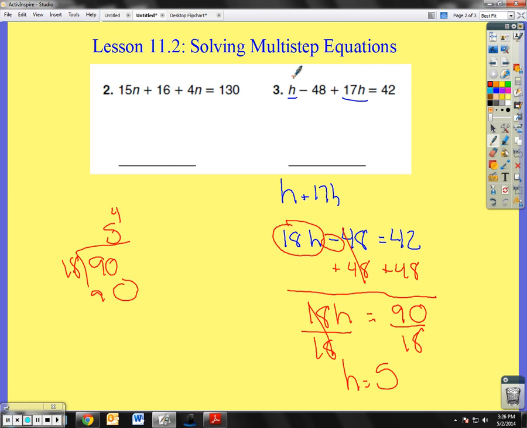If I were to substitute that back in, that says 5 minus 48 plus 17 times 5. Well, 5 minus 48 would give me 43, and that'd be a negative 43, plus 17 times 5. That would give me what, 85, I think? Yep, and because the signs are opposites, instead of adding, I'll subtract. 85 minus 43 is 42, and it's a positive 42. So yes, indeed, H would equal 5.